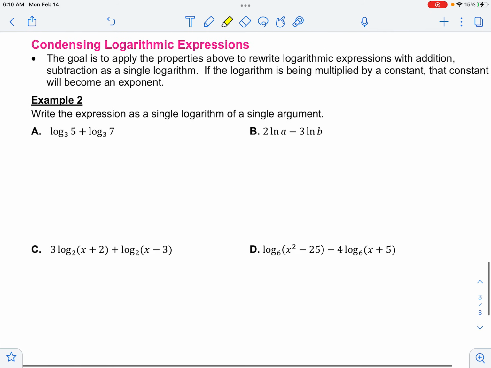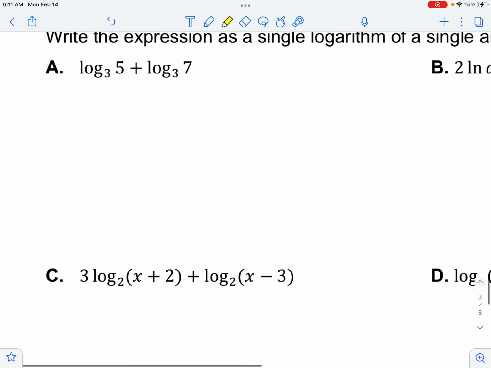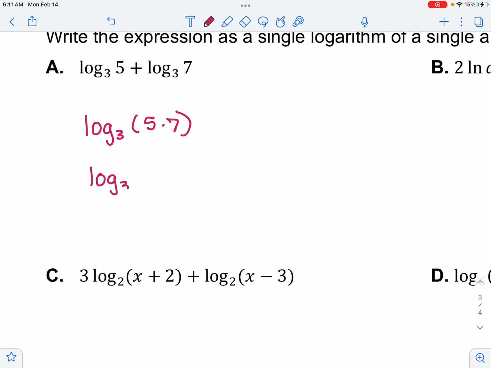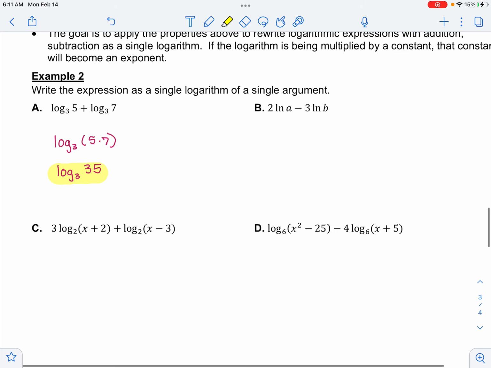All right, so then we moved into condensing. When you're condensing, you're taking more than one log and smushing them together to create a new logarithm. So we're going to be using the properties backwards. For this one, we have a plus sign here, so we're going to write log base 3. We're going to take our arguments, 5 and 7, and multiply them. The directions are going to say write the expression as a single logarithm. So then I get log base 3 of 35. Now sometimes after you smush them together you can simplify, but we can't do 3 to what power is 35 without a calculator, so we're just done.